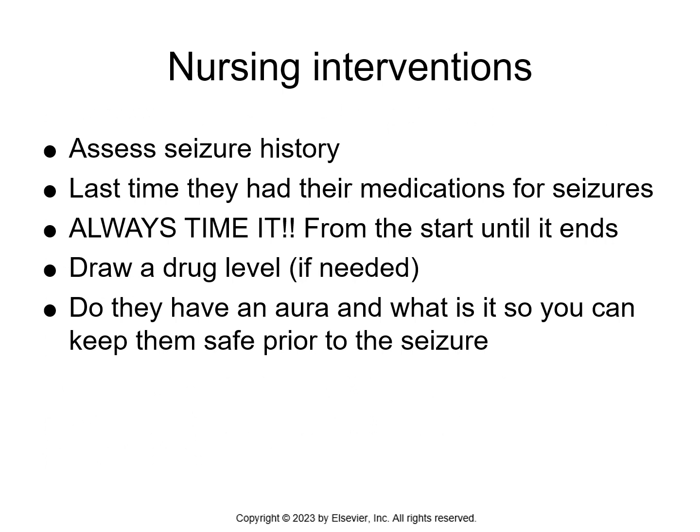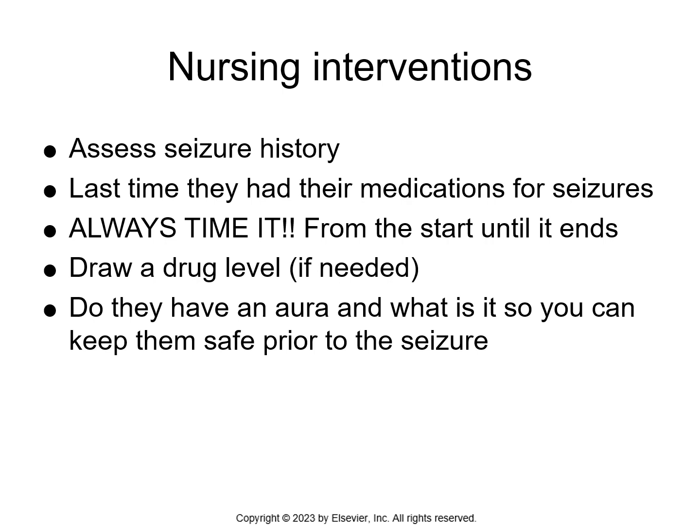The next is we want to assess seizure history. If they have a history of seizures, we need to know about it. Last time that they had their medications, what medications they're on for seizures. And if they actually have a seizure, remember, once again, time it from the start until it ends. We need to know. If they have one for a minute, and then the next time one's for 3 minutes, or they have one for a minute and then we're out for a minute or two and we're back in and out for a minute. These times need to be noted and they need to be reported to the physician.